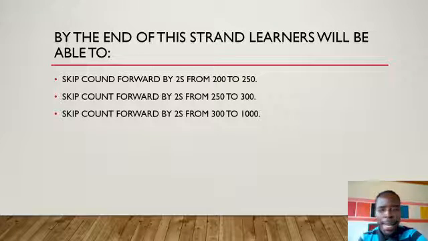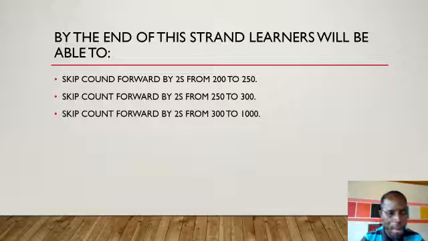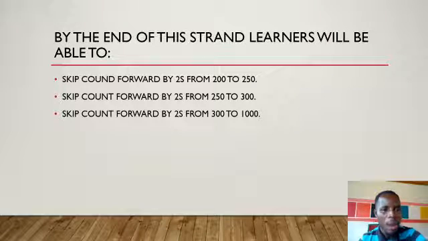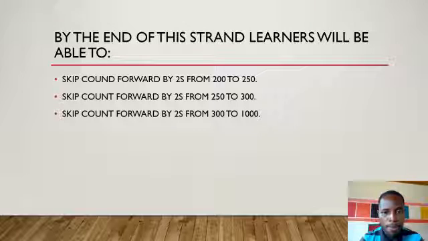Now, by the end of this strand, you should be able to skip count forward by twos from 200 to 250, and also from 250 to 300, and also from 300 to 1000. That's 1000. So that's what we are going to work on today. It's not difficult. It's very interesting. So you have to sit upright and be attentive as you enjoy the lesson.